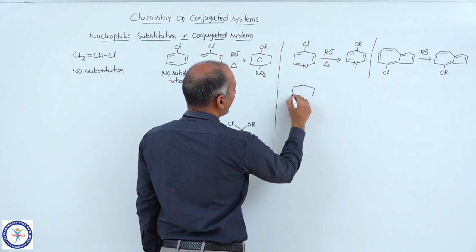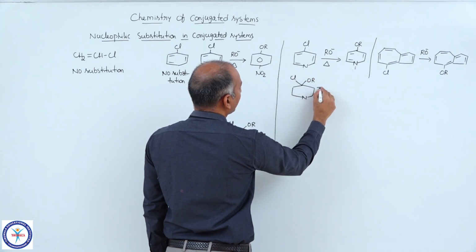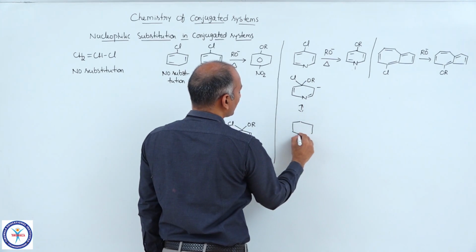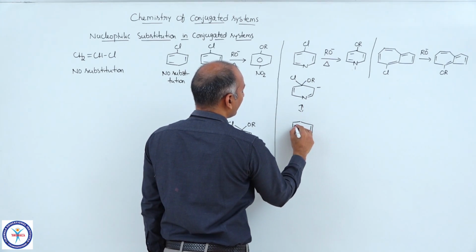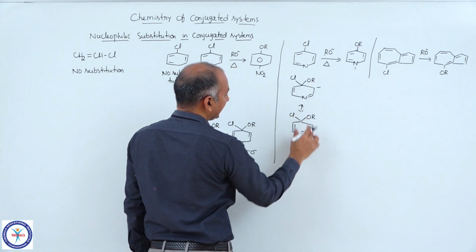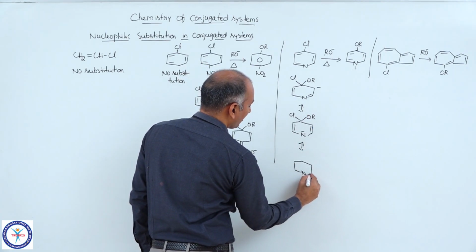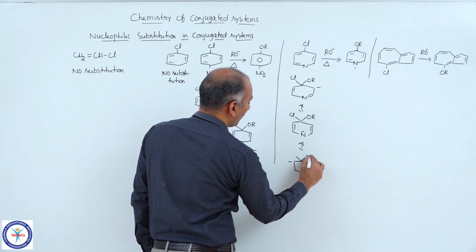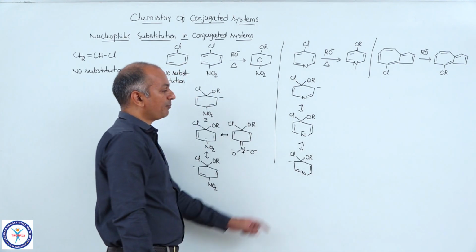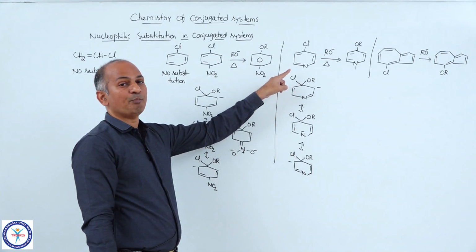Suppose OR minus attacks, then first you will get this particular intermediate. Now it is resonance stabilized, the negative charge goes directly onto that nitrogen, which is relatively the most stable resonating structure out of the three. And one more resonating structure is like this: nitrogen minus, OR, Cl, double bond and double bond. Because of the contribution of this particular structure, the reaction is made possible.